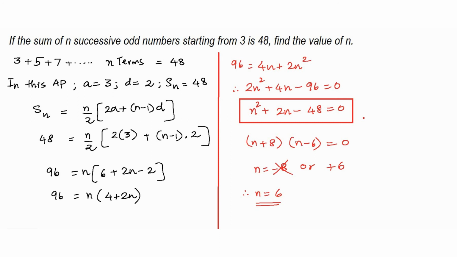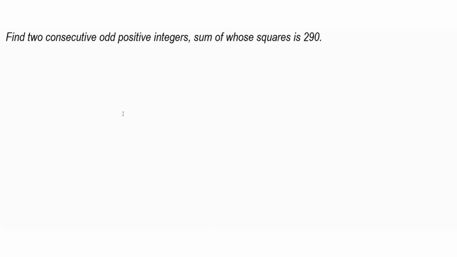Moving on to the next question. Find two consecutive odd positive integers, the sum of whose squares is 290. So we have two consecutive odd positive integers. Let the integers be x and x plus 2, right? We know that any two consecutive odd integers are separated by a value of 2, and therefore the positive integers would be x and x plus 2.